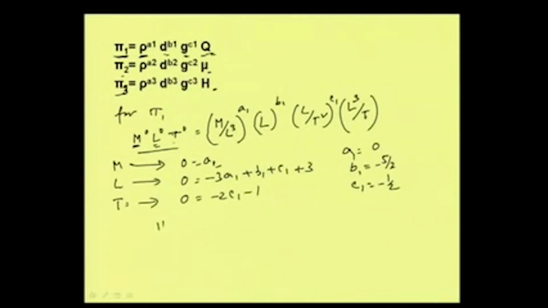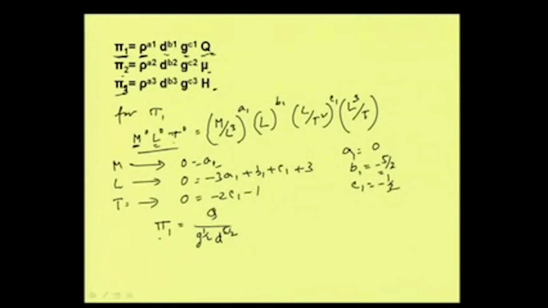So what is our pi term? Now pi 1 we can write just by putting in this expression. Rho to the power a1 means it is 0, so rho vanishes from that. Q is there, so we put q, and then g to the power c1, which is minus half, so g will come with power half here, and then d to the power minus 5 by 2, so d will come here to the power 5 by 2. So our pi 1 is this one.